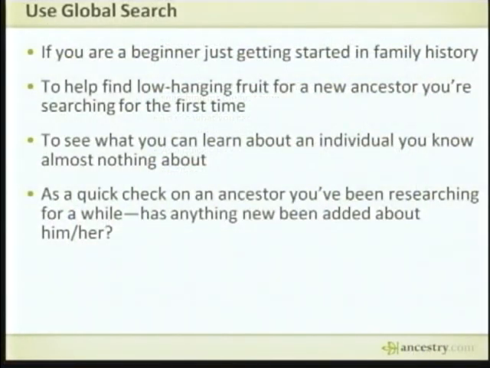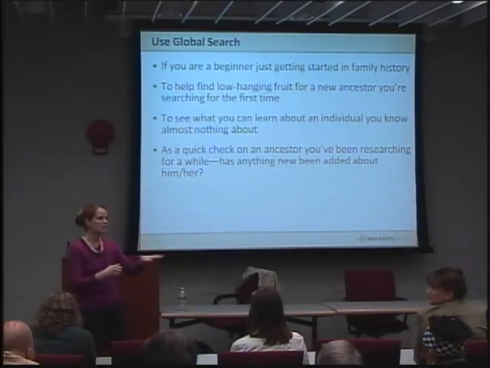So when do you use global search? Well, if you're a beginner and you're just getting started with family history, we strongly recommend that you use a global search. Our research has shown that people coming to Ancestry for the first time have the most success with a global search. Second, to see what you can learn about someone you don't know a lot about. I like to use global search to pick off that low-hanging fruit, because odds are the first several records are going to be for that person. So I like to pull down all the low-hanging fruit, get that stuff as quickly as I possibly can, and then I focus my time on digging deeper and really doing the detective stuff.